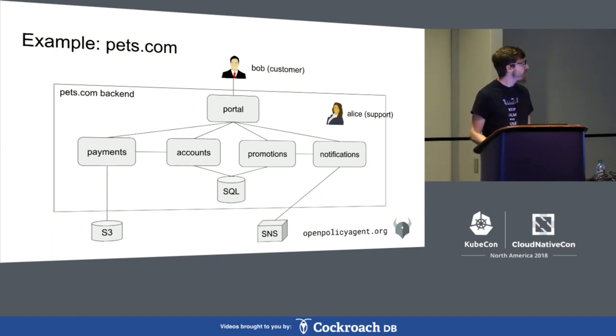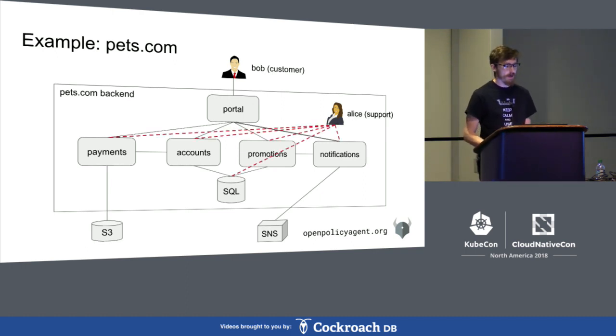Sometimes Alice has to access these services to figure out what's going on and to handle customer queries. The problem with that is that today she has full access in the system, right? She can just open up her terminal and start executing API requests against payments or accounts and whatnot. There's no protection in place. They do authenticate those requests. They do check that Alice is who she says she is, but there are no controls over what Alice can actually do in the system.